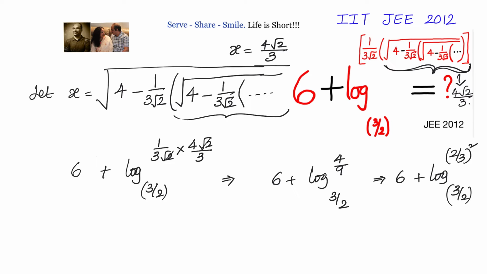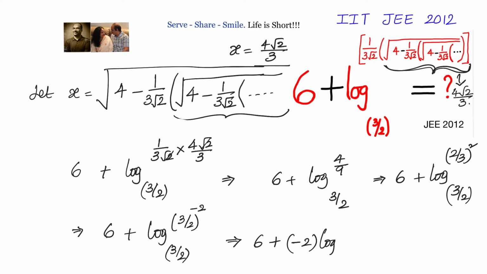So we can write it as 6 plus logarithm of, I have 3 by 2, I have 2 by 3. We know they are reciprocals. So I can write down 2 by 3 whole square as 3 by 2 to the power of minus 2, which will give me 6 plus minus 2 into logarithm of 3 by 2 to base 3 by 2. We know that logarithm of a to base a is 1. So we will have 6 minus 2, which equals 4. So the answer for this particular problem is 4.